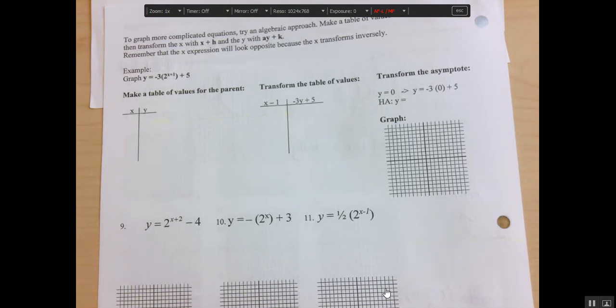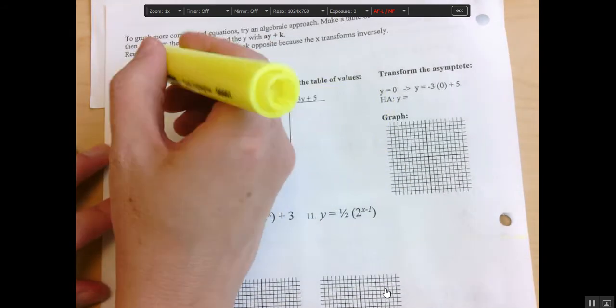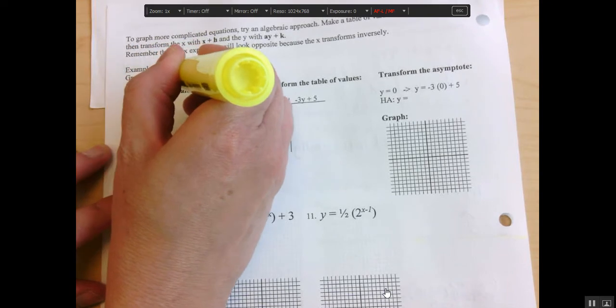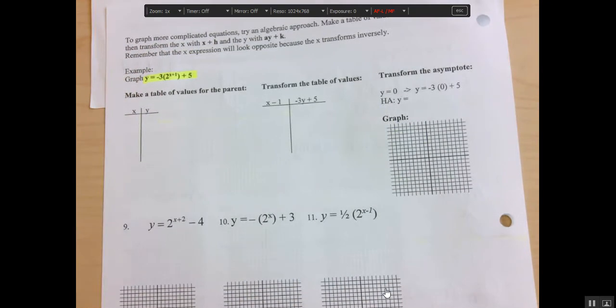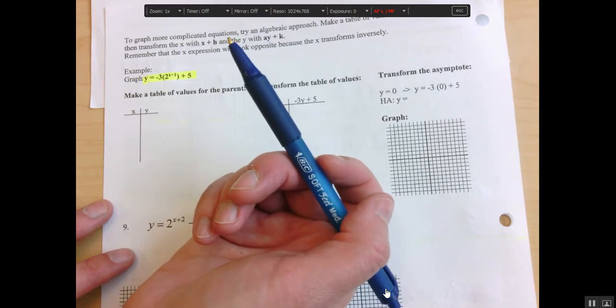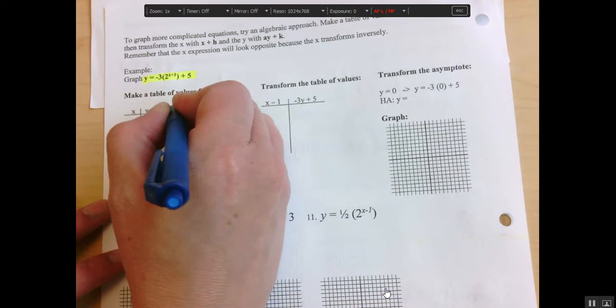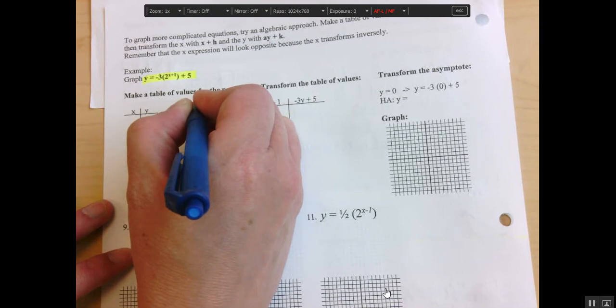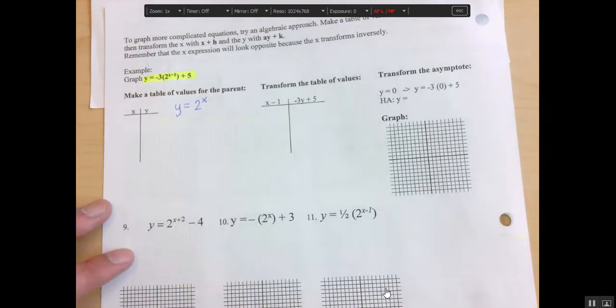Okay, so here is the problem that we are trying to graph. Y equals negative 3 times 2 to the x plus 1 plus 5. That's a lot of things to happen at once, right? So we're going to do an algebraic approach. You start by making a table of values for the parent function. The parent function is y equals 2 to the x.